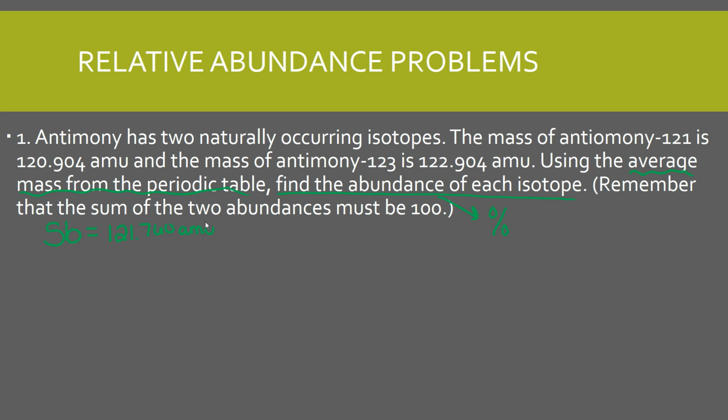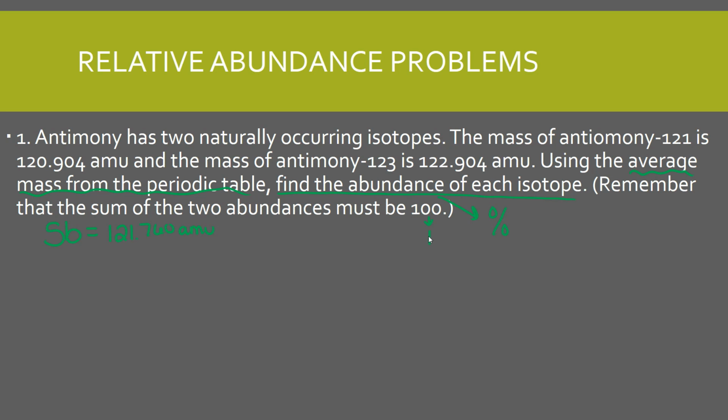The next thing is important. It says, remember that the sum of the 2 abundances must be 100. We can use that to our advantage, since we know one percent plus another percent should always come out to 100. The next thing we have to recognize here is that 100% in decimal form is equal to 1.